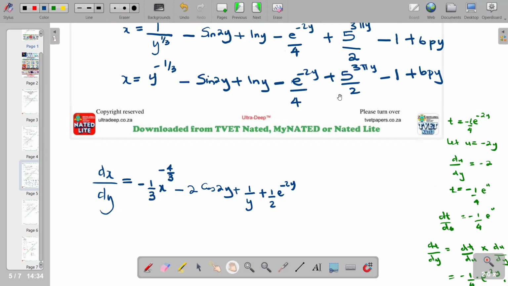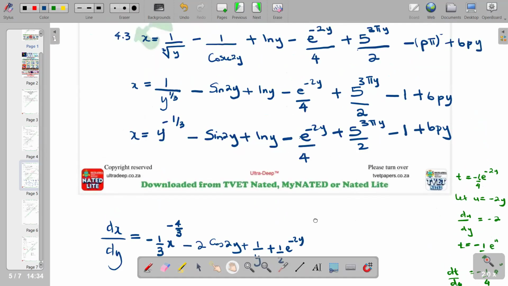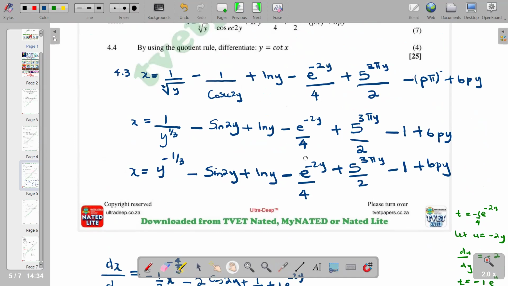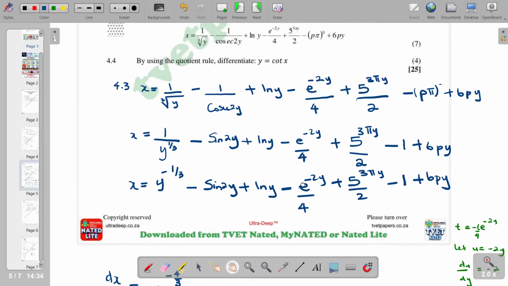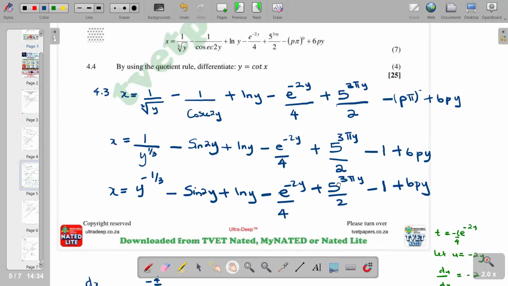When we come to this one, we have to know that when dealing with exponents, it's easy to apply differentiation when our base is going to be e. So in this case, we are having this question here.